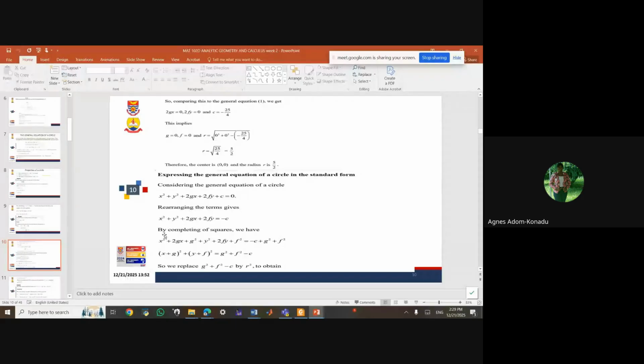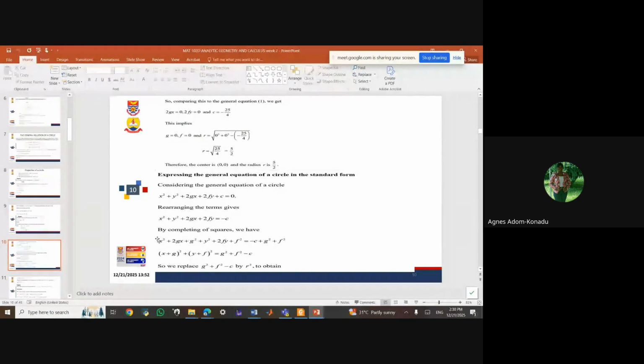By completing the square, we group the x terms. So we have x squared plus 2gx. Then we divide the 2g by 2 and square it, so we have plus g squared minus g squared. I'll take the minus g squared to the other side. Then I have y squared plus 2fy plus f squared minus f squared, and I'll take the minus f squared to the other side. So that's what I have here.